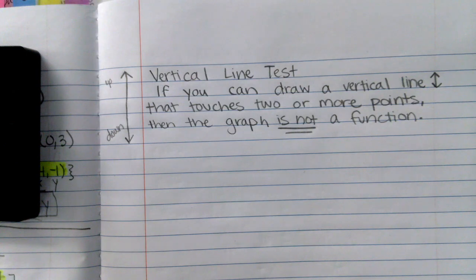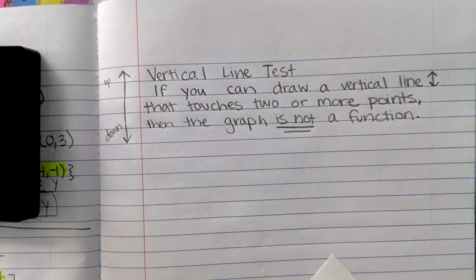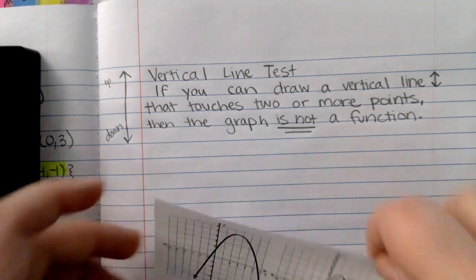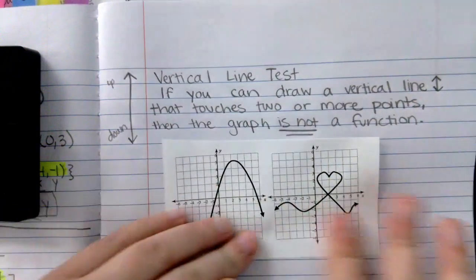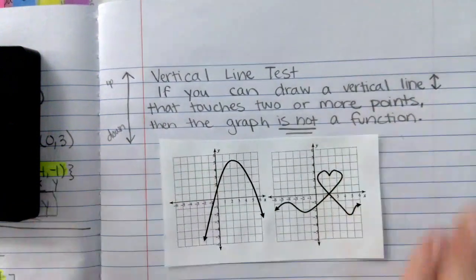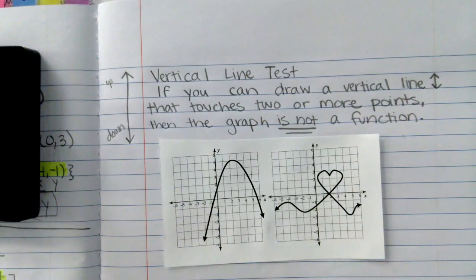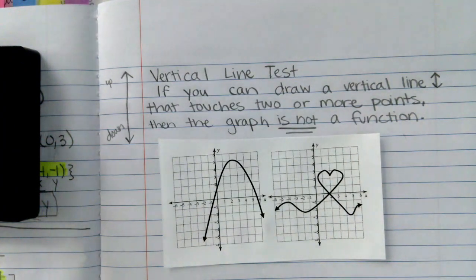Can anyone think, could I draw a line that would touch that graph more than once? If it was vertical, okay, but I have to draw a vertical line. Is there anywhere on this graph where it would touch it more than once? On this curve? Even if I draw it down here, what's happening over there? It's still only one time. So as long as my vertical lines only touch it once, it is a function. It works.